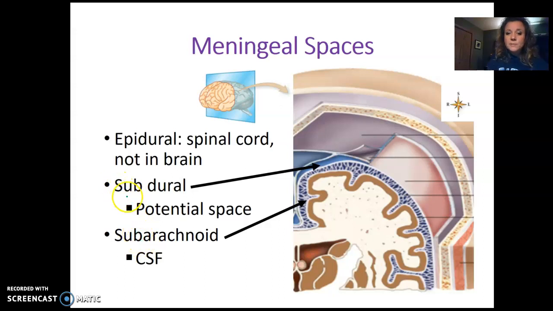The subdural space is found underneath the meningeal layer of the dura mater, and this is considered a potential space because it's not going to emerge unless there's been some kind of trauma or illness. You'll also see it in cadavers.